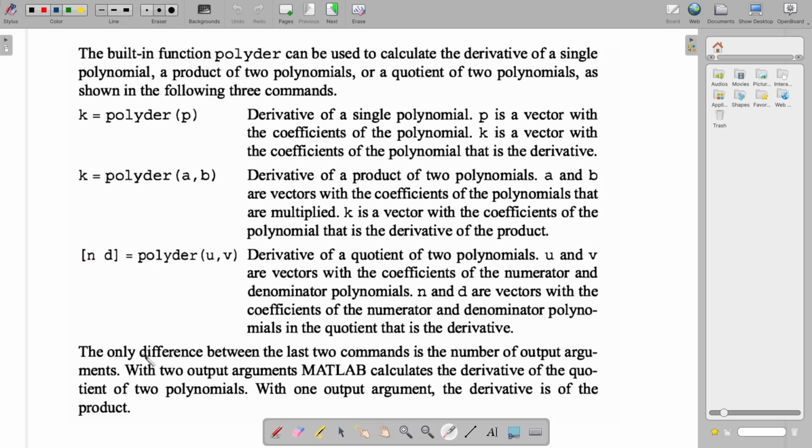Notice that the only difference between these two commands, product and quotient rule, is the output. For the quotient rule you use the output [n, d], then it will know it has to take the quotient of these two, and if you just give one output argument it will take the product of these two. So to get the derivative of the product of two polynomials you use this one, and to get the derivative of the quotient of two polynomials you use this command.